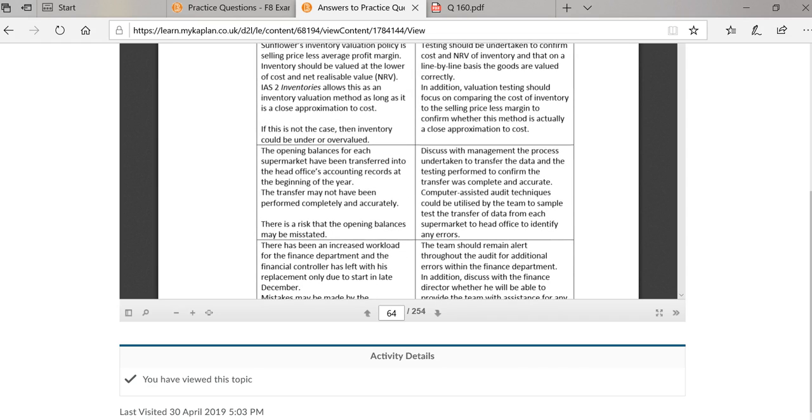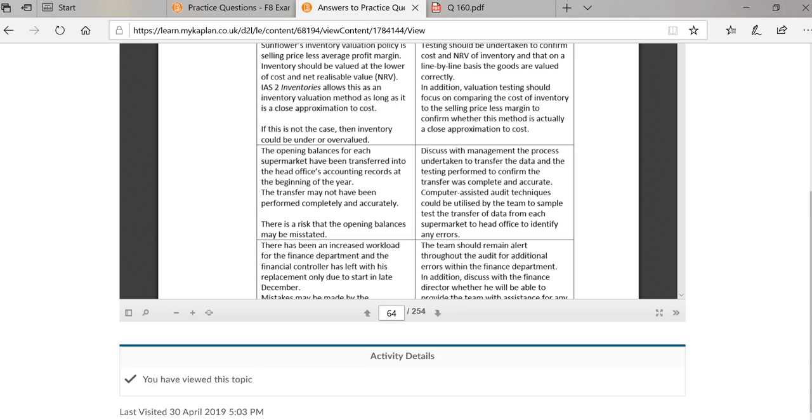Right, again, the opening balances. So this is a good one. Opening balances may not have been completely transferred; it's about completeness, isn't it? So we want to inspect the actual process of transfer. We want to inspect the actual transfers. There's a risk that the opening balances may be misstated, or there might be errors. What we're really trying to understand is the journals of the transfer process. How have you transferred that data? Because we want to make sure it's complete and accurate. They're opening balances, you know.